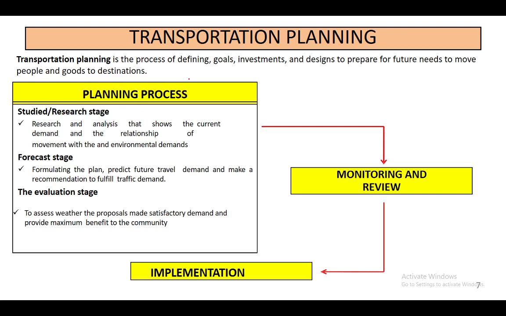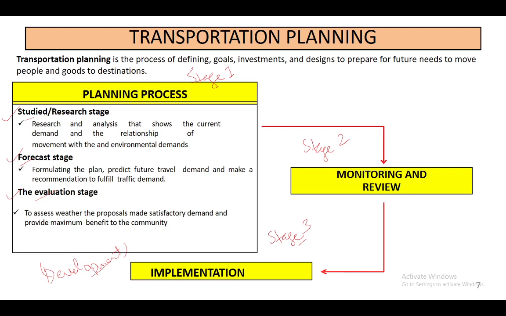So basically, we have three basic stages. The first one is the planning process. In the planning process, we have three basic stages. The very first one is the study and research stage. Through that stage, we analyze the current demand of that specific transportation need, and then we are going to forecast. Forecasting means that we formulate the plan to predict the future travel demand, with recommendations to fulfill the traffic demand and how we can achieve it.